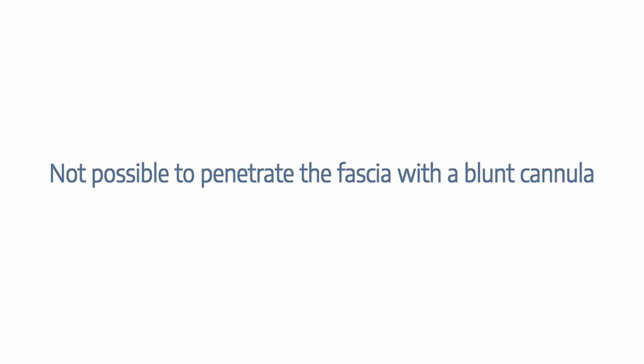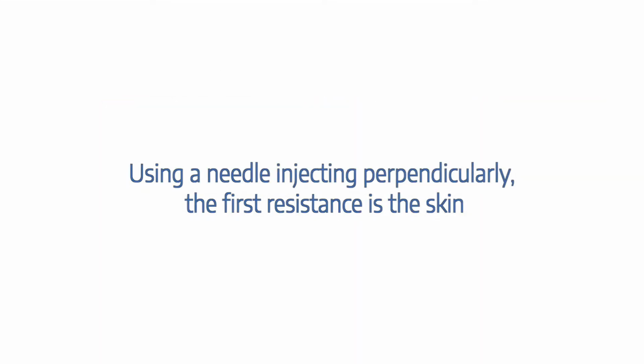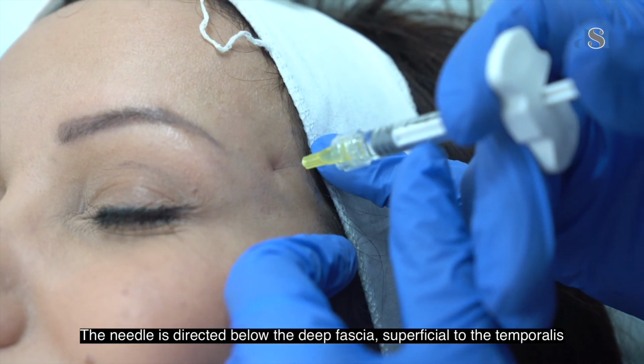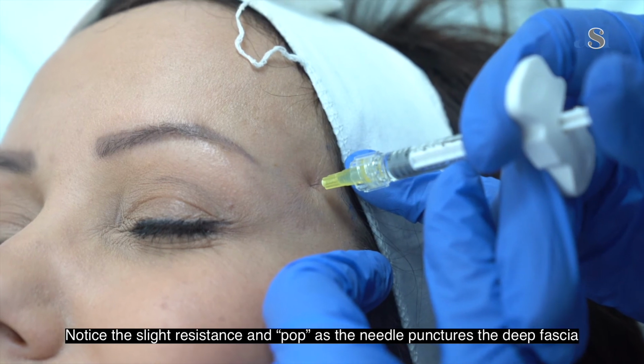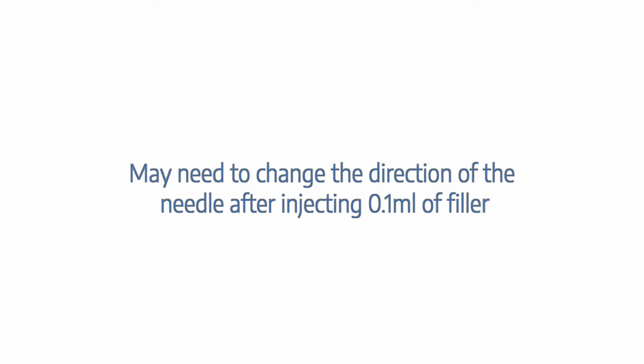It is not possible to penetrate the fascia with a blunt cannula. This fascia is thick. When using a needle injecting perpendicularly, the first resistance is the skin. Having passed this layer, one now needs to feel the popping sensation when the needle penetrates the deep fascia. This varies in depth between individuals. Once the deep fascia is penetrated, begin by slowly injecting and allowing the filler to spread just under the fascia. As always, this is a bolus injection and one may need to change the direction of the needle after injecting 0.1 ml of filler.